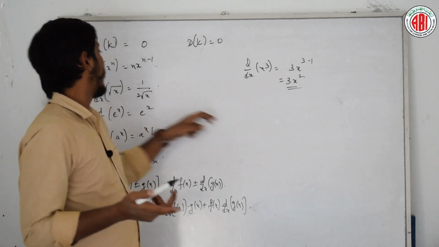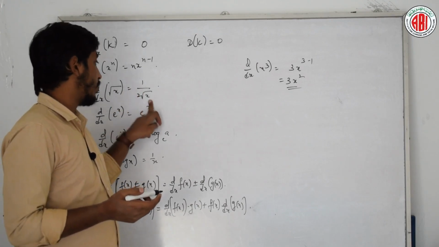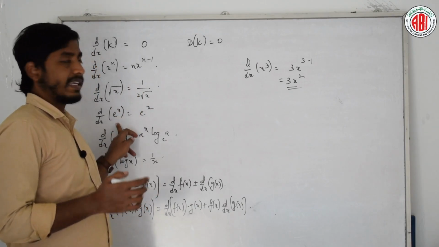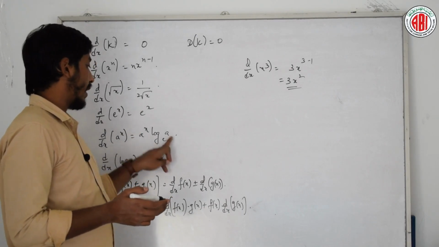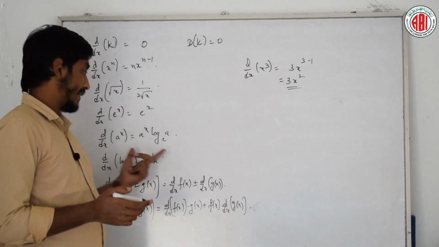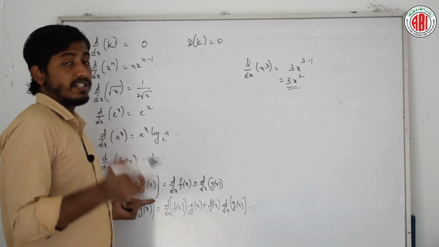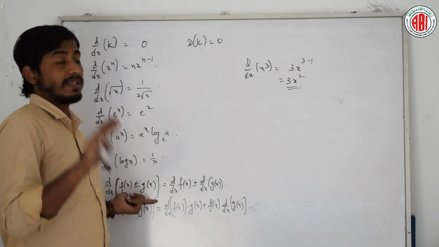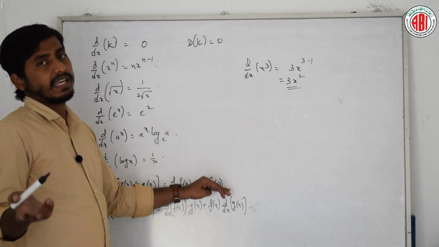Okay? See here. Differentiation of root x is 1 by 2 root x. Differentiation of e power x is as it is, e power x. Differentiation of a power x is a power x log a, where log a is a constant. Differentiation of log x is 1 by x. Here the differentiation of two functions when they are adding or subtracting is the differentiation of first function plus or minus differentiation of second function.